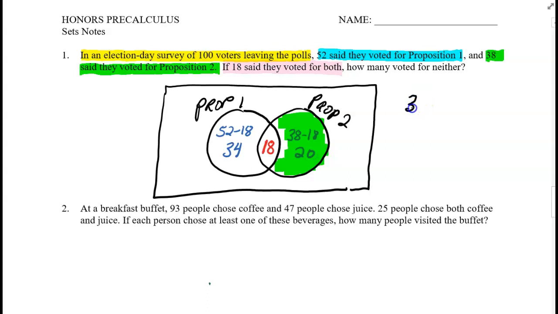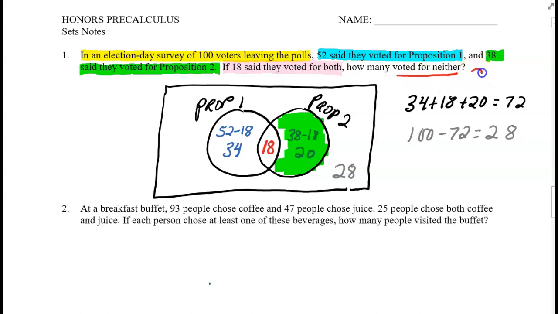Now off to the side, I'm going to add up 34, 18, and 20. And doing that on my calculator, you'll get 72. Now it says there were 100 people in the survey. So if you do 100 minus 72, you'll get 28. That means there are 28 people on the outside, meaning they voted for neither proposition. So the answer to this question, how many voted for neither, would be 28. Let's take a look at problem number 2.